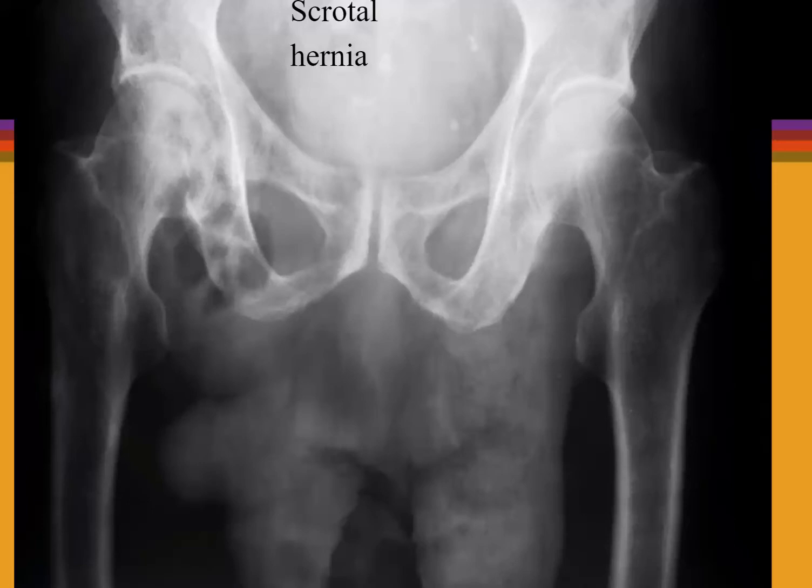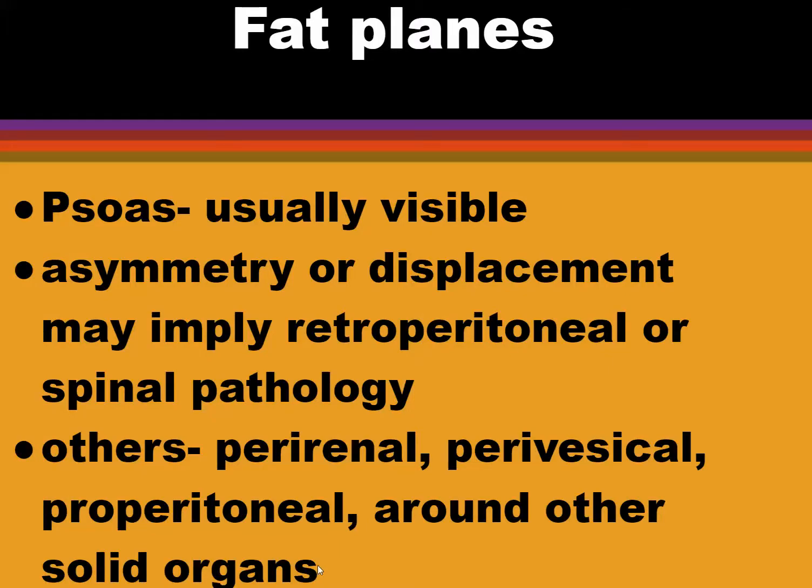So after E comes the fat planes. Fat is low density, and soft tissues are slightly high density, and when fat is against the soft tissue, the interface is quite sharp. So you'll see, for example, both psoas shadows on an abdominal x-ray, because they are surrounded by retroperitoneal fat. And if there's asymmetry or displacement, it might imply retroperitoneal or spinal pathology.